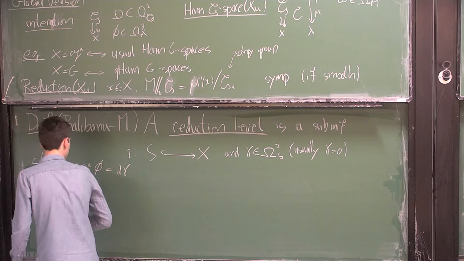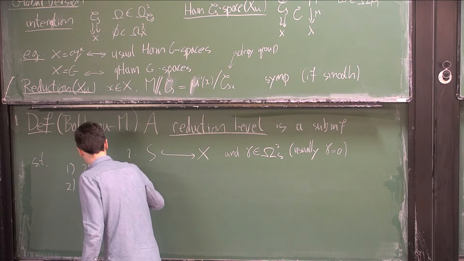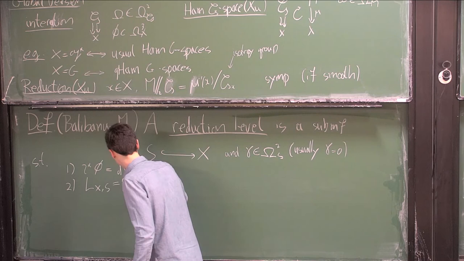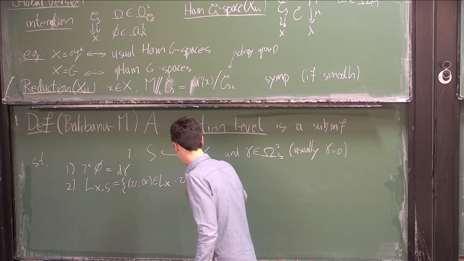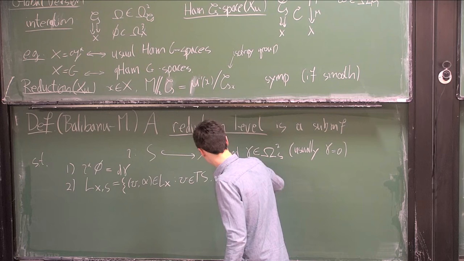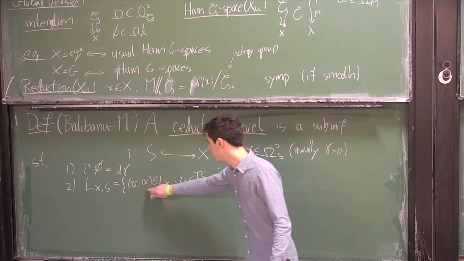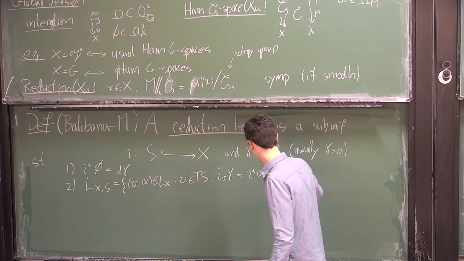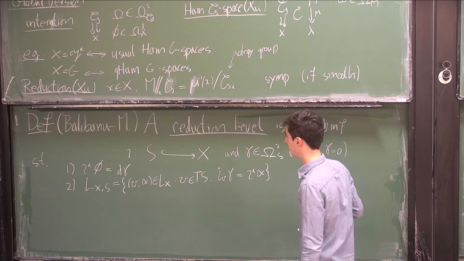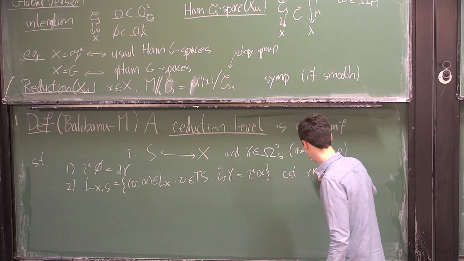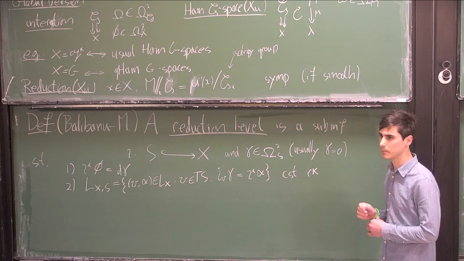And two, this particular subset of the Dirac structure L_X should have constant rank. So we take the set of pairs (v, alpha) in L_X such that v is tangent to this submanifold S, so you can hook it with the two-form gamma to get a one-form, and this one-form should be the same as pulling back alpha to S. So a natural subset of L_X induced by this reduction level, and we require that it has constant rank. So this is making the pullback and then a gauge transformation by gamma, you can see that.